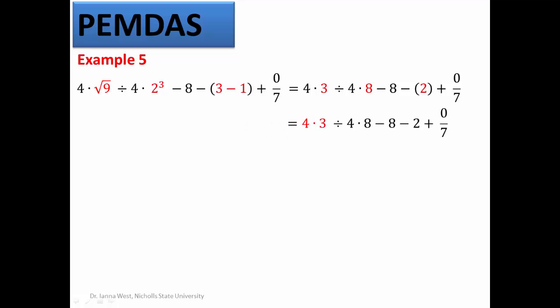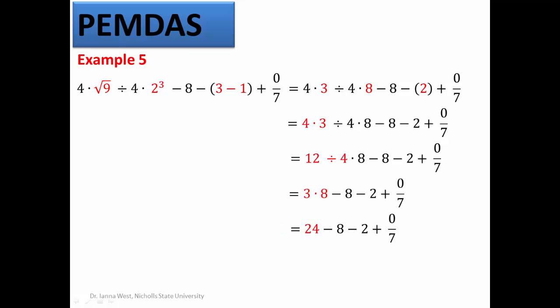Notice that we were also able to remove the parentheses from around the 2 because it doesn't change anything. When we multiply 4 times 3, we get 12. Again, performing the operations of multiplication and division from left to right, the division will come first. Therefore, we will divide 12 by 4, giving us 3. The next step would be to multiply 3 times 8, giving us 24.